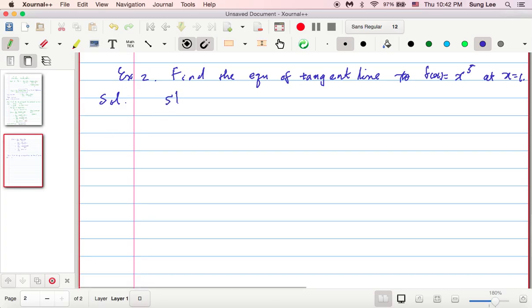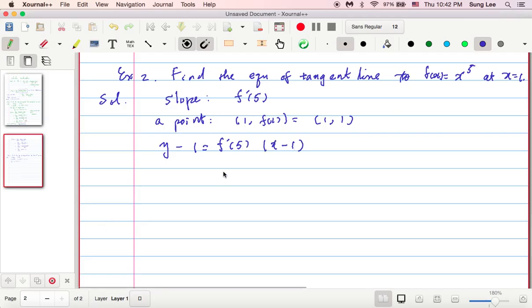Again, we're going to write down the ingredients. The slope is f prime of 1, and a point, that's going to be (1, f of 1). So that's (1, 1). In this case, the equation of the tangent line is given by y minus 1 equals f prime of 1, the slope, times x minus x1, which is x minus 1. So it comes down to finding this derivative, f prime of 1.